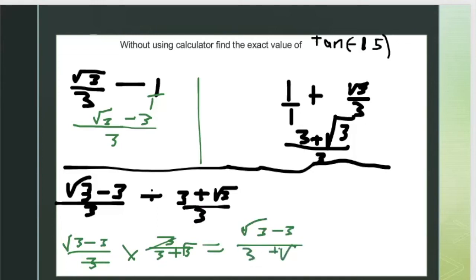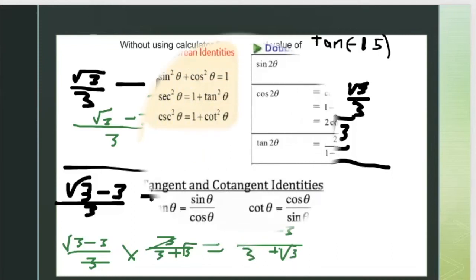But by right, we can continue further. If this question had said it doesn't want a surd in the denominator, or it wants an integer in the denominator, then I would have to rationalize this, where I multiply the numerator and the denominator by the conjugate, which is 3 minus root 3. But for here, I'm just going to leave it as is.